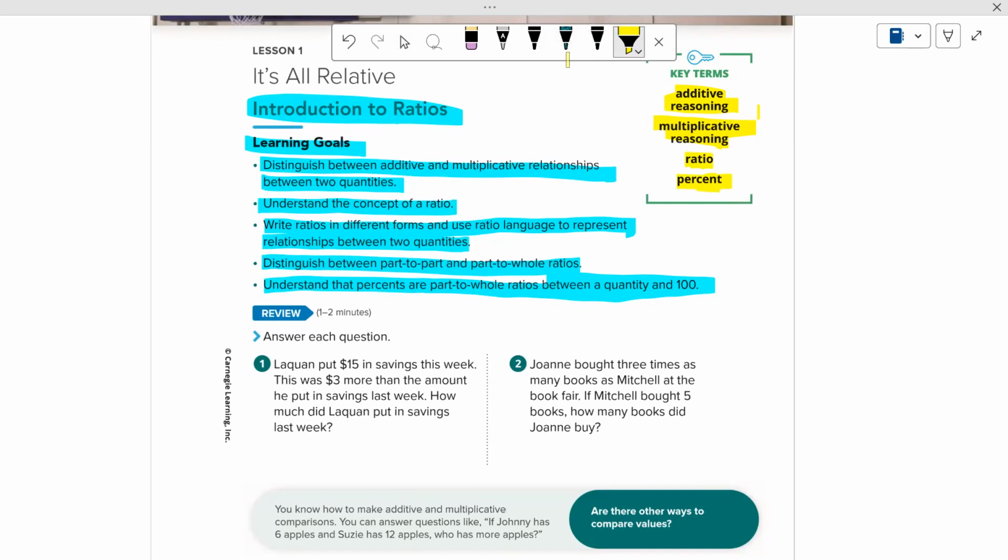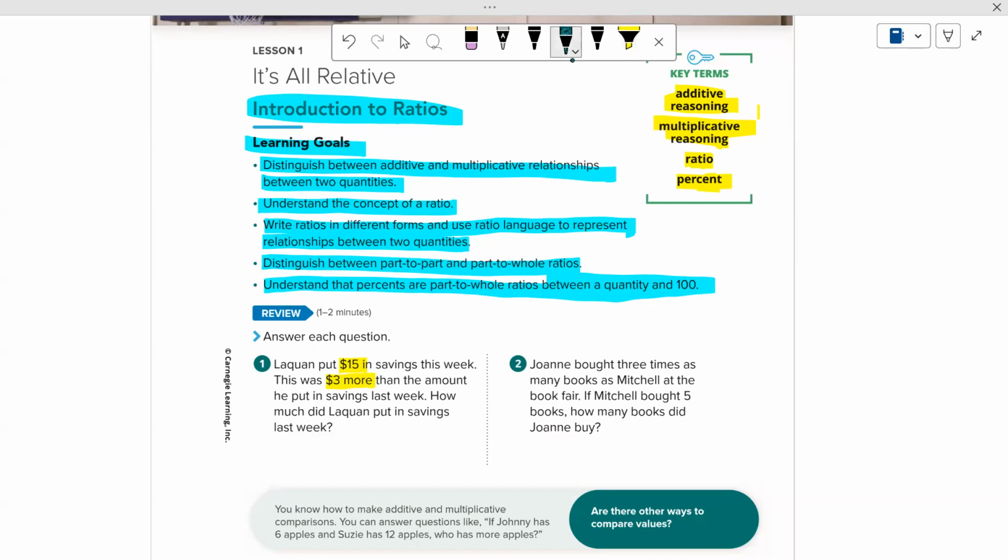So let's do the first problem here. Laquan put $15 in savings this week. This was 3 more than the amount he put in savings last week. Notice some key terms I need to highlight. Laquan, $15 in his savings account. 3 more. We know what the word more means in math. How much did Laquan put in savings last week?